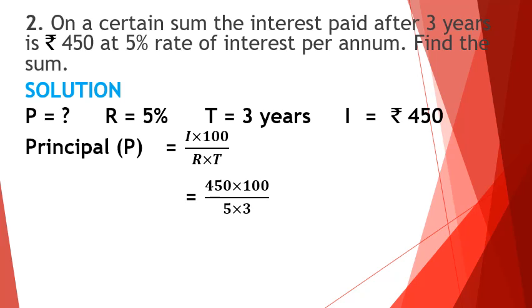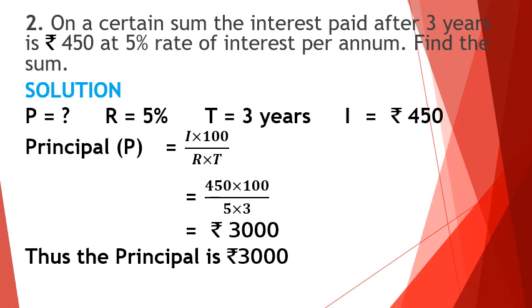Now you can cancel 5 and 100. So the numerator becomes 20 and the denominator becomes 1. Again 3 and 450 can be cancelled. So the numerator becomes 150 and the denominator becomes 1. So the product of the numerator is 150 into 20, that gives rupees 3000. Hence the principal, or the sum, is rupees 3000. Children, here you must show the cancellation in the sheet.